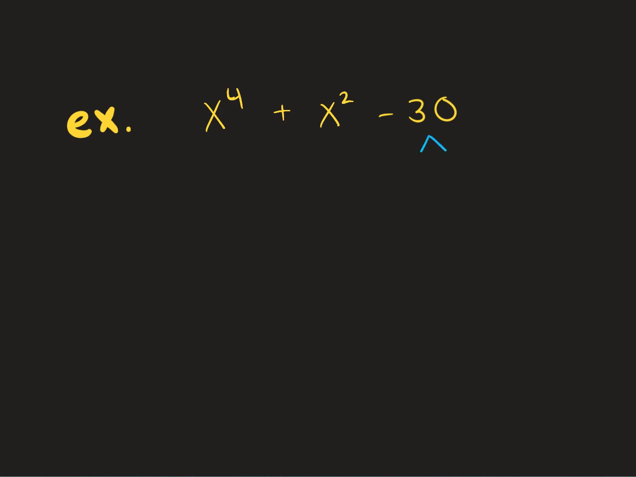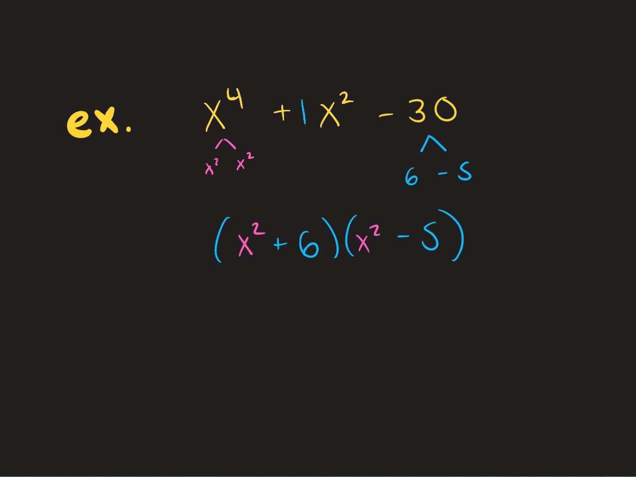So we need to think, what are 2 factors of -30 that add to 1? 6 and -5. So in my parentheses, I do the same thing I did before. I'm going to put a +6 and a -5. But what do you think is going to go in the first spot now? x squared and x squared, because if I break this down, it'd be x squared times x squared.